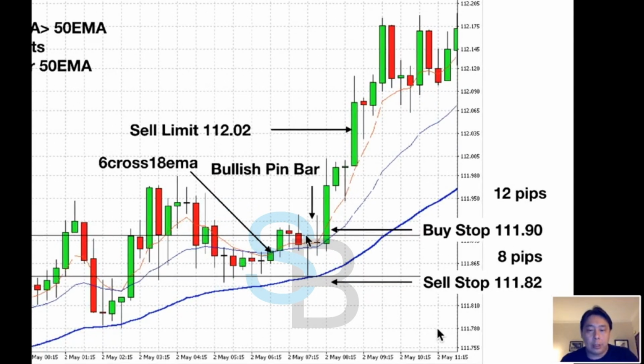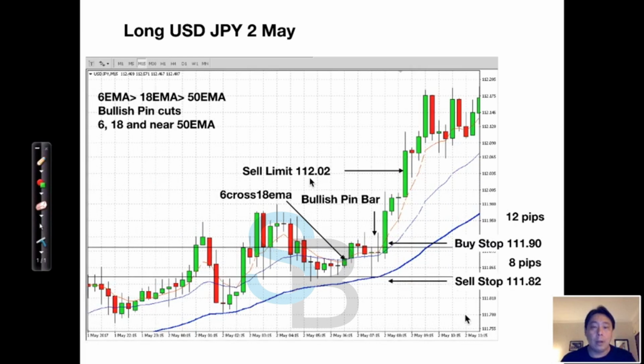Once the candle closes, place a buy order just above the high, 111.90. Stop loss just below the low, 111.82. 90 minus 82 is 8 pips, just nice. Multiply by 1.5, get 12 pips. 12 plus 111.90, you get 112.02. I tend to use a calculator, I'm not that good at mental mathematics. You can also use a spreadsheet, which I'll show you in the next few lessons, to quickly calculate the stop loss and the profit target.